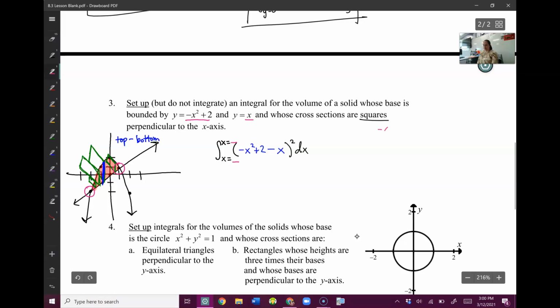Now, as for finding the limits, I would like you to pause the video, solve this algebraically by bringing everything to one side and factoring, and finding out what your limits are. Once you know your limits, that means you're done, because we've set it up, we didn't need to actually integrate it. So pause the video and try to finish up this problem on your own. Ready, set, go.